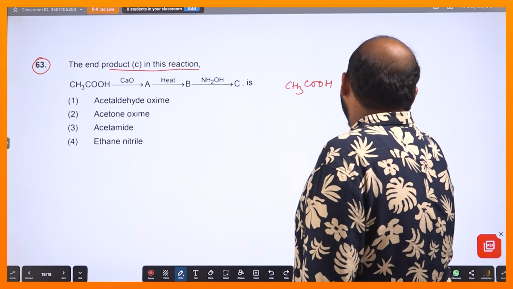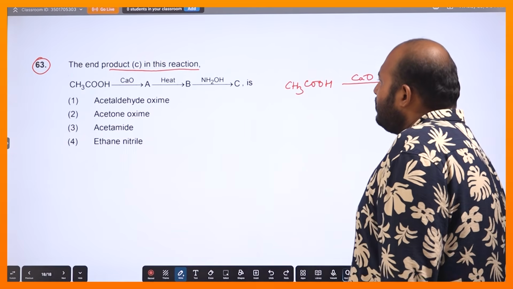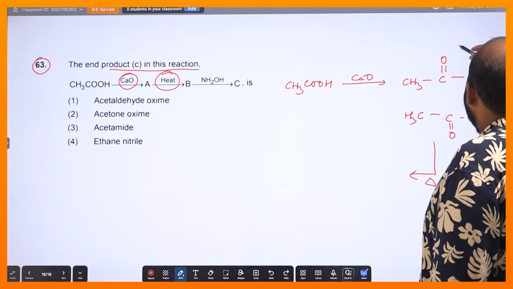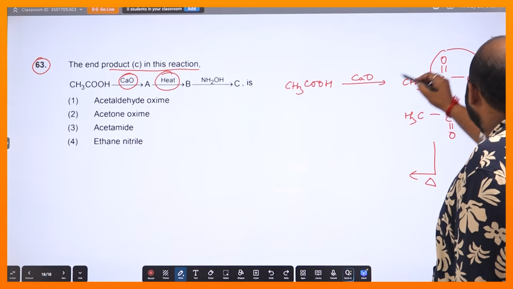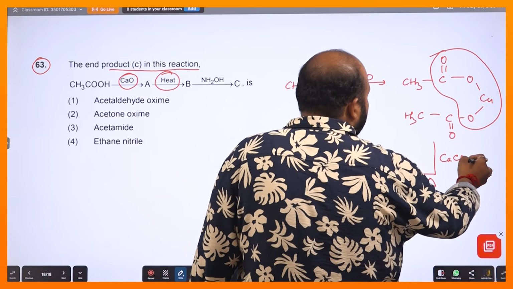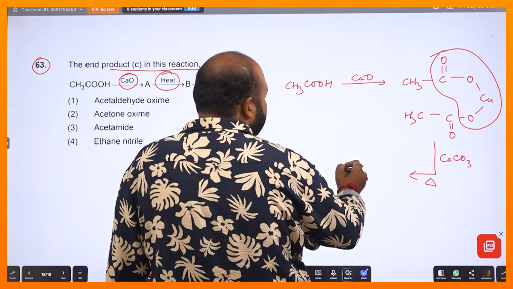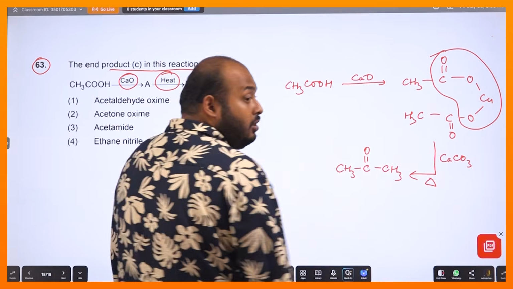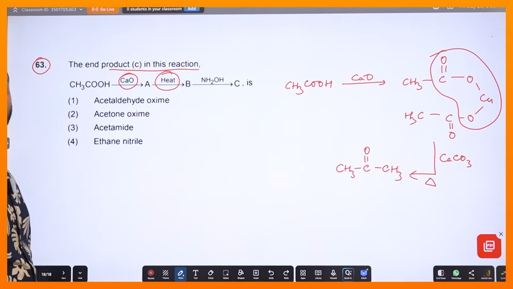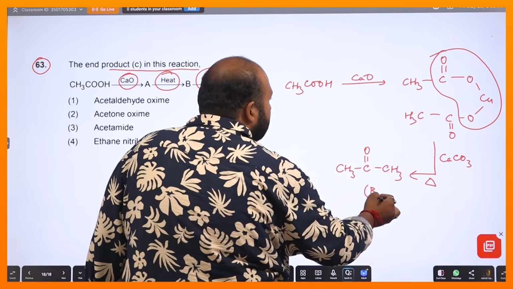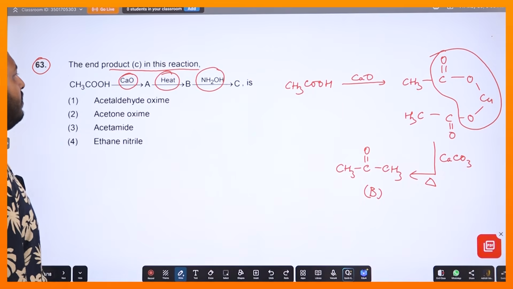CH3COOH. Whenever we react it with calcium oxide, it will form, eliminating calcium carbonate, and ultimately this will join to form a ketone. In this case it is acetone. And next, this is the product B.